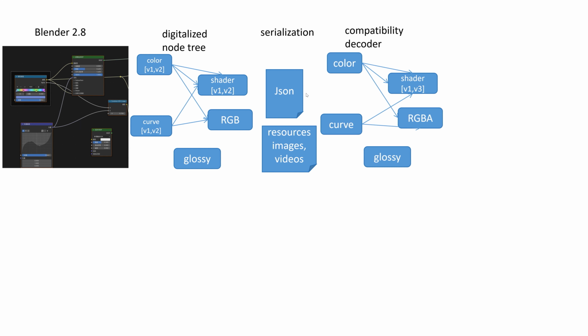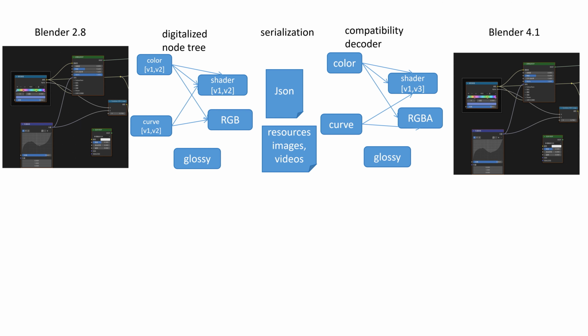And then when you load the node preset from the JSON file, the add-on uses a compatibility decoder to decode the JSON file based on the current Blender version, and then it will generate the physical node tree in the current Blender project. So this is how it handles the compatibility issues.